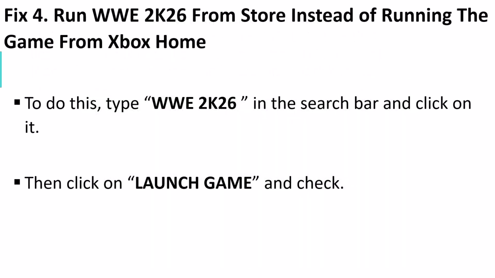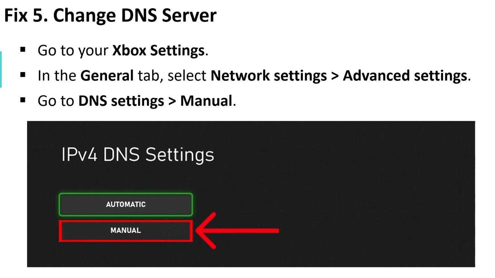Fix 4 is to run WWE 2K26 game from store instead of running the game from the Xbox home. To do this, type WWE 2K26 in the search bar and click on it and then click on launch game and then check. Fix 5 is to change DNS server.